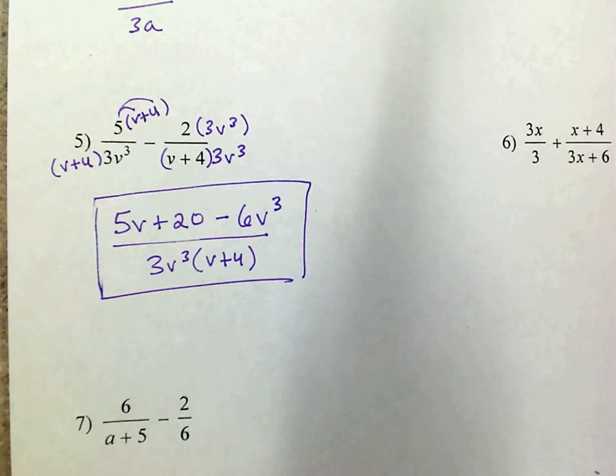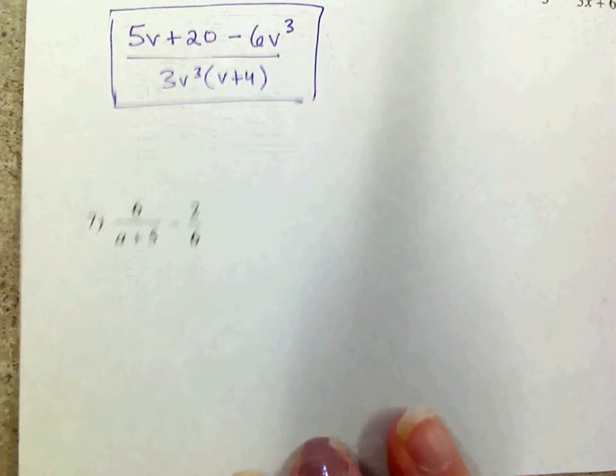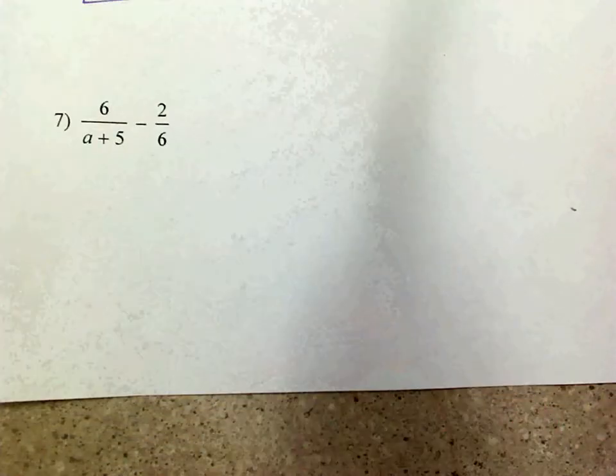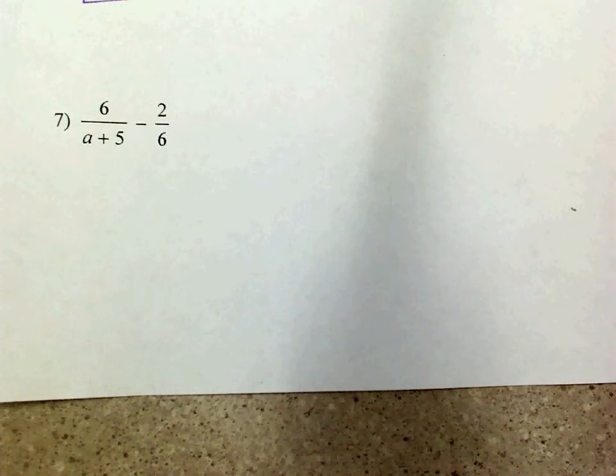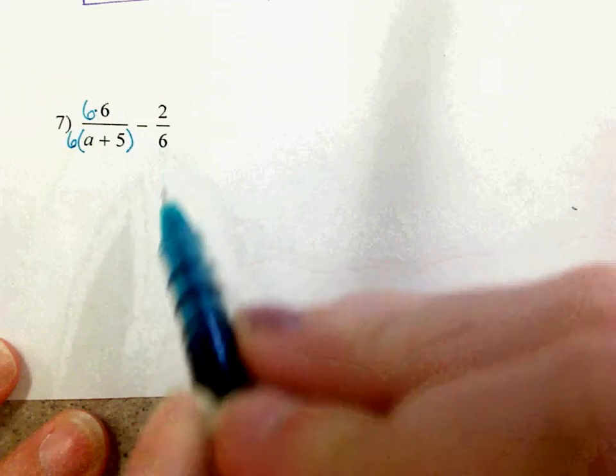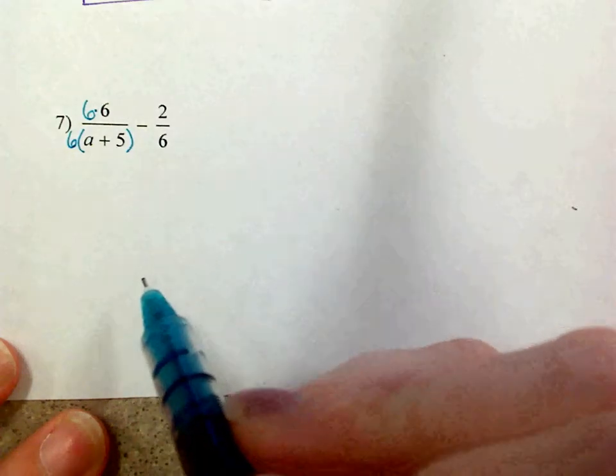Okay. Alright, so let's talk about number 7. Do these denominators have anything in common? So they need each other. So on the a plus 5 side, the left side, I'm going to multiply top and bottom by what? 6. Right? Okay. So I'm going to multiply this by 6 and this by 6. Okay, wait. Good point. James just asked, can I simplify the 2 and the 6?